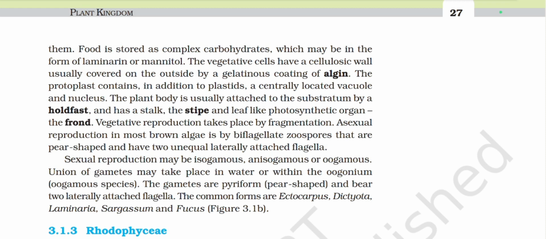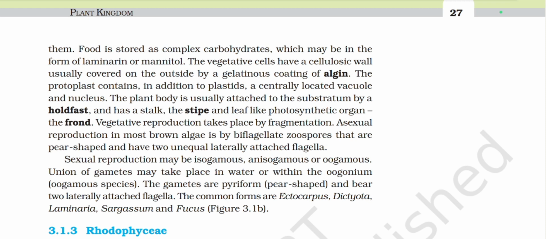Vegetative reproduction takes place by fragmentation. Asexual reproduction in most brown algae is by biflagellate zoospores that are pear-shaped and have two unequal laterally attached flagella. Sexual reproduction may be isogamous, anisogamous, or oogamous. Union of gametes may take place in water or within the oogonium in oogamous species. The gametes are pyriform, pear-shaped, and bear two laterally attached flagella. The common forms are Ectocarpus, Dictyota, Laminaria, Sargassum, and Fucus.